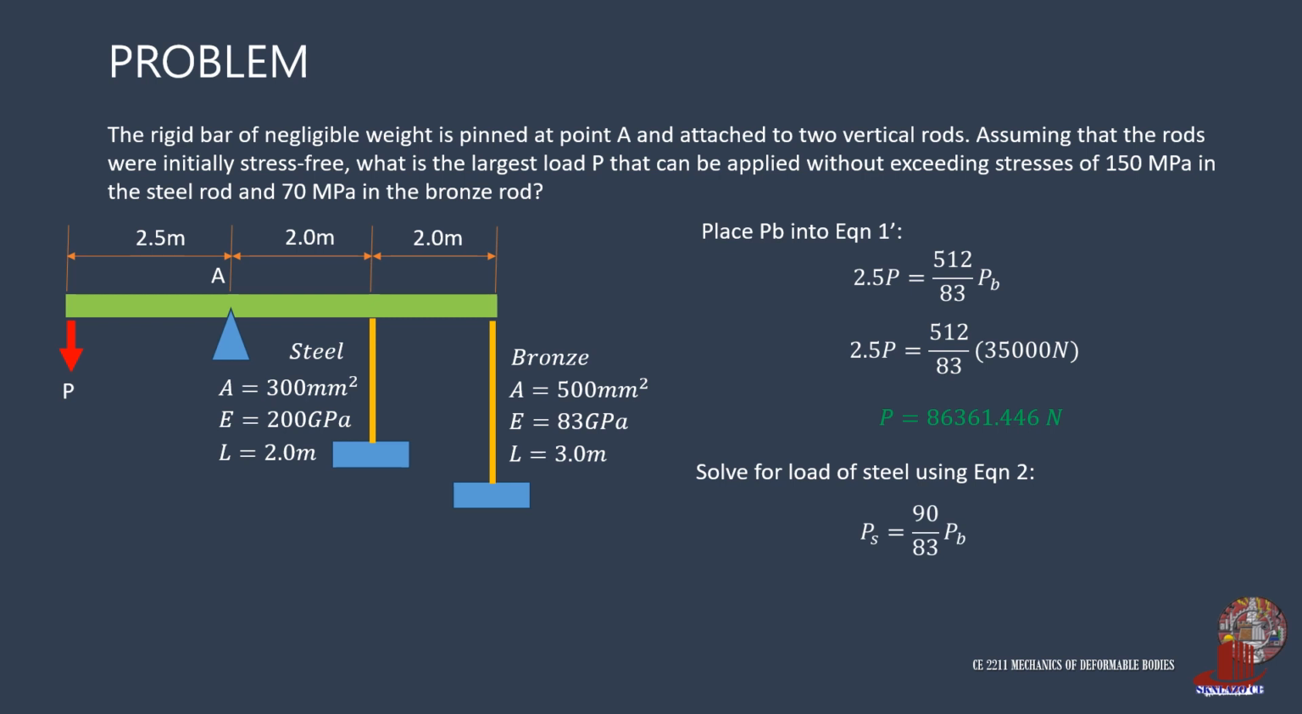In case we want to know the load of the steel rod, we use the second equation, which was 90 upon 83 of 35,000 newtons. The load of the steel rod is then 37,951.807 newtons.